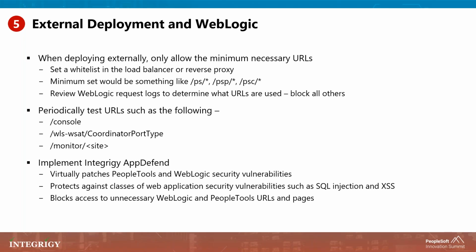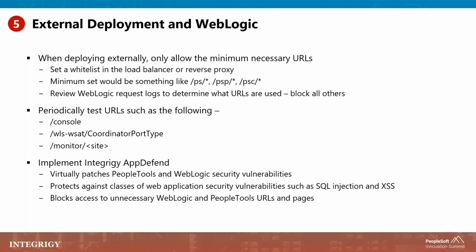And so one of the things you should be doing, especially on external deployments, is locking down in the load balancer, the reverse proxy, the list of URLs that can be accessed. And this list, you'll be shocked at how small it becomes, because the way PeopleSoft works is it funnels everything through just a couple servlets that provide all the functionality. And so when we're talking about actual URLs in the base URL, I'm talking about the PS part, the PSP part, there's only a couple of those in most environments. And if you actually go through the request logs, you'll see that there's very, very few.